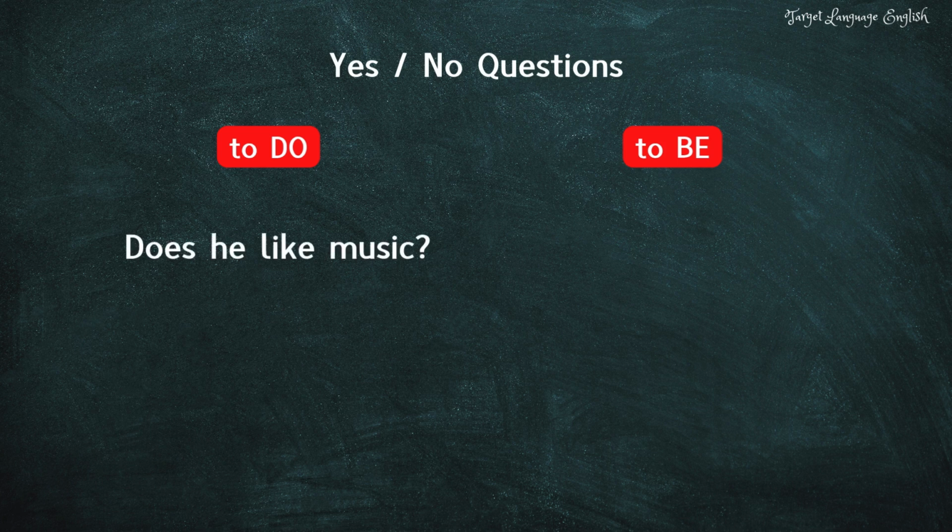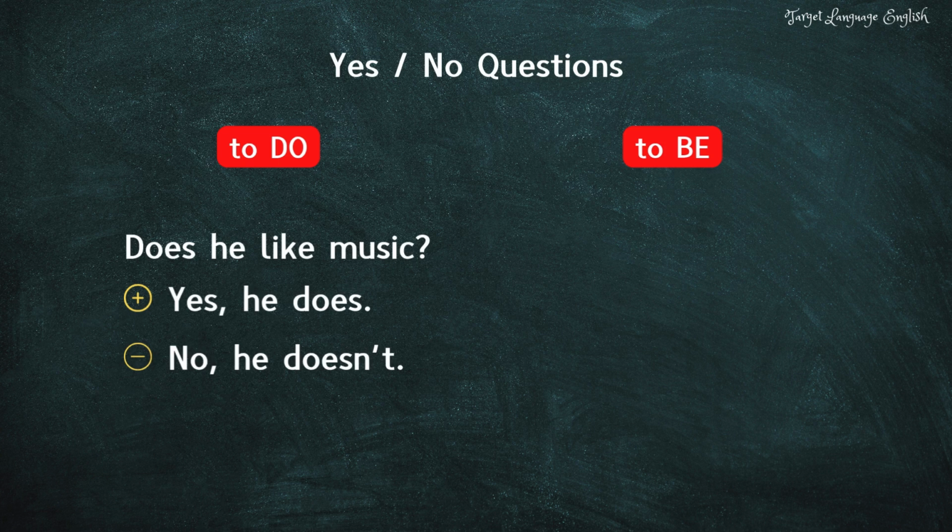For example, does he like music? The positive short answer starts with yes, followed by the subject and then the verb. Here, the subject is he and the auxiliary verb do agrees with the subject in the third person singular, does. Yes, he does. In the negative short answer, we start with no, followed by the subject and the negative form of the auxiliary verb. No, he doesn't.